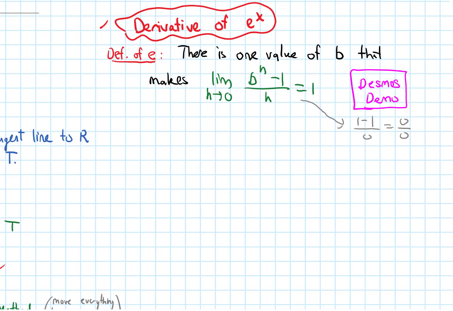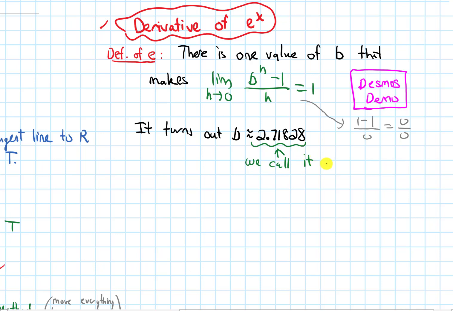All right, so returning to our notes, it turns out that b, the number that does the trick, is about 2.71828 if I write the first 5 decimal digits. So this infinite decimal number shows up in a lot of places in mathematics, and we call it e. All right, and that is one of the definitions of e. It turns out there are many equivalent definitions. This just happens to be one of them, and this is going to be useful in finding the derivative of e to the x.